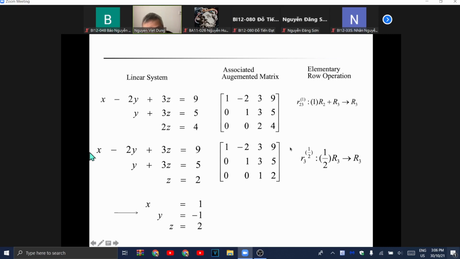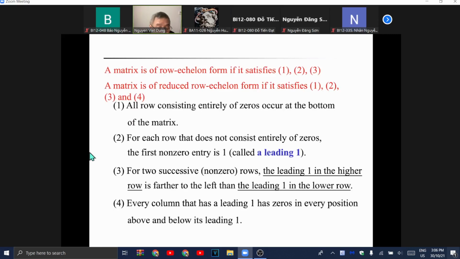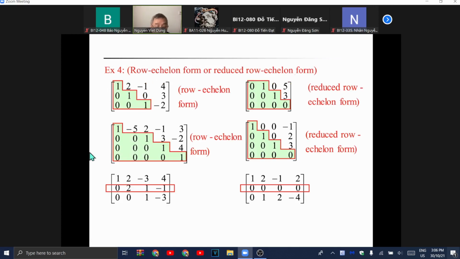And that form of the matrix is very special. It is named row echelon form. The row echelon form and the reduced row echelon form are defined in this slide. I'll show you here. By example, it's much easier for you to remember what is a row echelon form and what is a reduced row echelon form. And pay attention that the last two examples show you those are not row echelon form and also not reduced row echelon form.